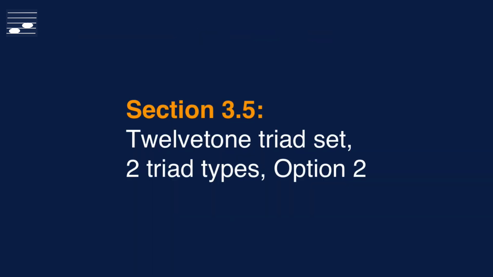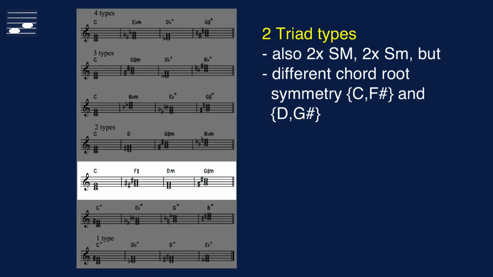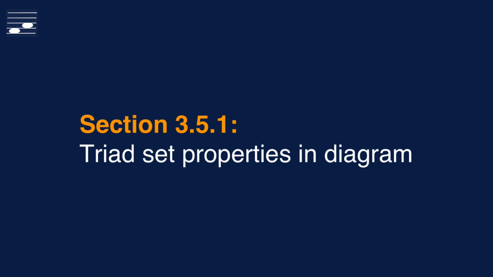There's a second option for 12-tone triad sets with two types, major and minor triads, but this time there is a different interval between the respective roots. This time they lie a tritone, 6 semitones, apart. Study the consequences in terms of triad set analysis.